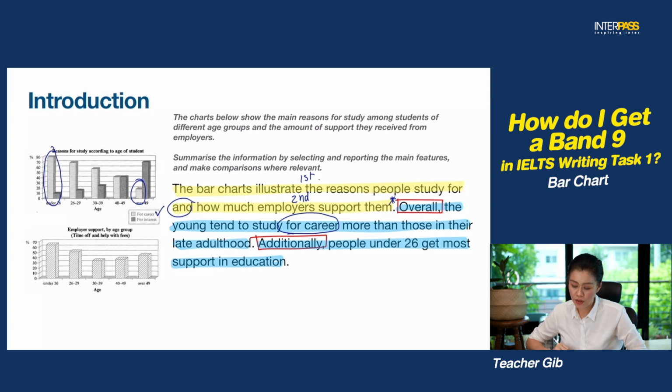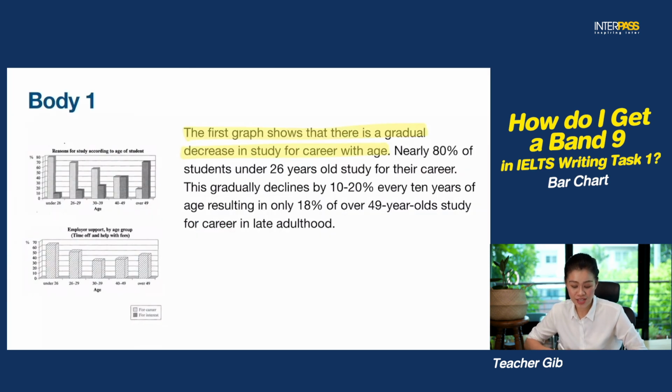Additionally, people under 26 get more support in education. This one is the second graph, so they get the most important point from the second graph. People under 26 get more support in education. As you can see in the chart, the bar is the highest. Very straightforward introduction. Don't use a lot of time on this because we have more bodies to tackle.